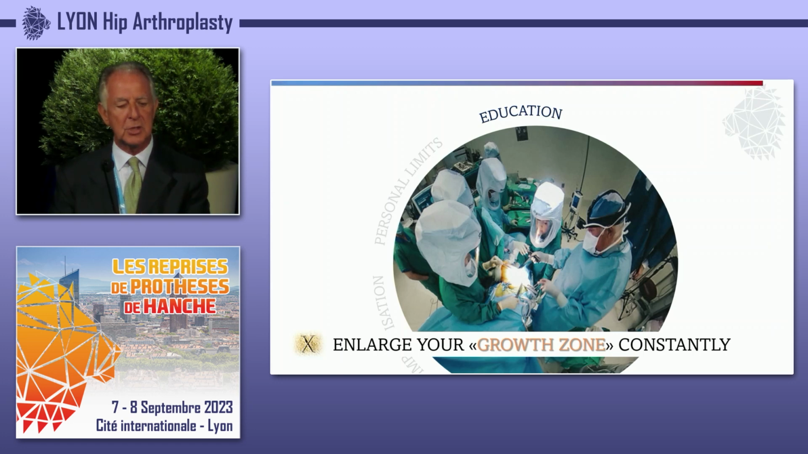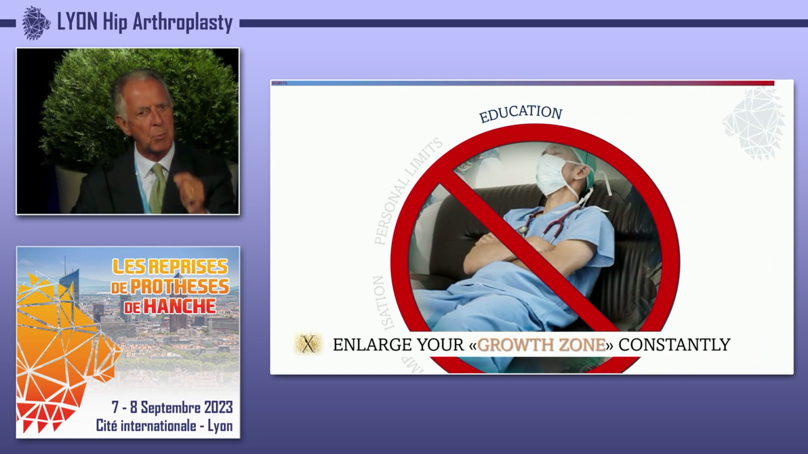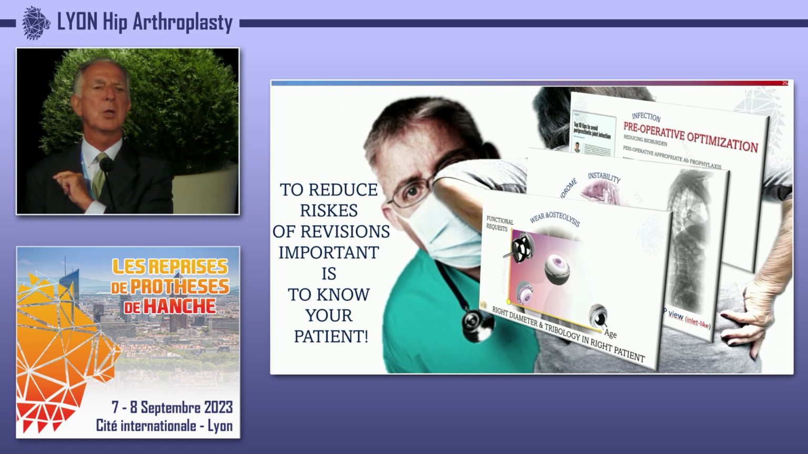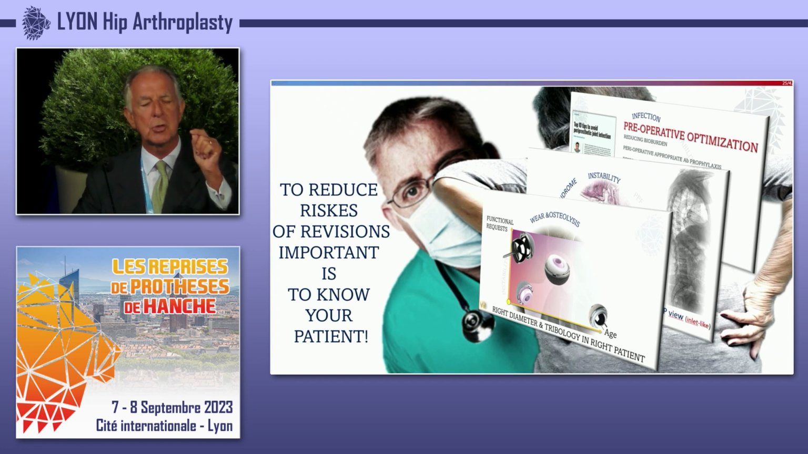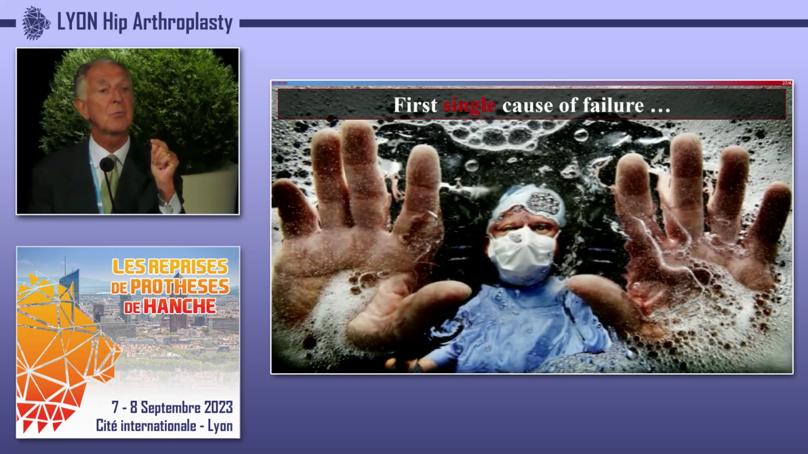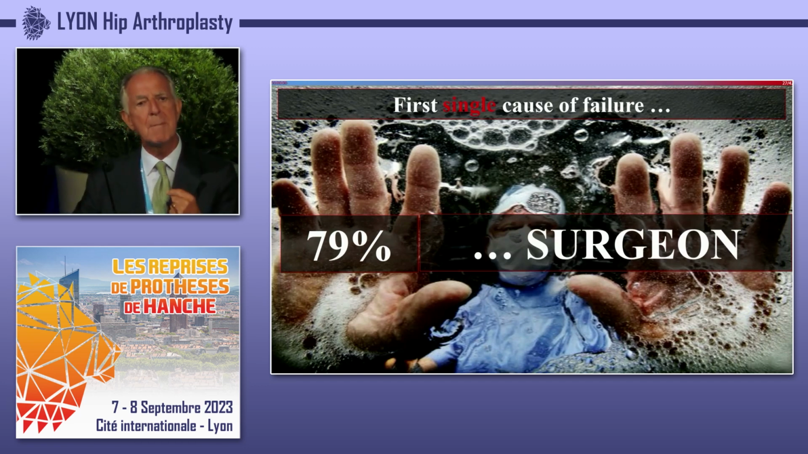Education and continue medical education, enlarge as much as possible your growth zone constantly. Don't lay down, don't become lazy, don't just think you're reaching your point, because that would be probably the worst part of your growth and the worst part of your practice. So in order to reduce risk of revision, it's important to know your patients since the beginning, when it comes into your office and when you start taking analysis from the patients, up to the choice of the implant. But very important is to know yourself, because we have to remind the first single cause of failure for 79% of the cases is a surgeon. So you might be responsible for the first cause of your failure in first person.